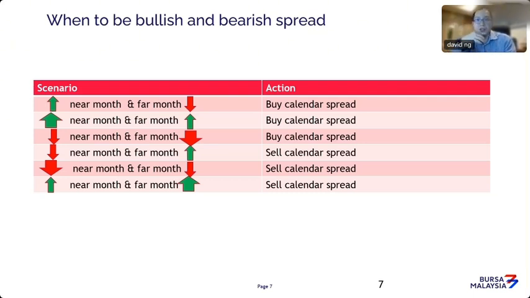Now, there's also a scenario whereby the near month is going up and the far month is also going up in terms of prices. But if you notice that the near month contract moves higher with a greater change, for example, the near month contract moves up 50 points on a daily basis, but the far month contract is only up by 30 points, then you notice that the spread actually gets wider. In that sense, you can sense bullishness in the market, and you'll also be looking at a bullish calendar spread.